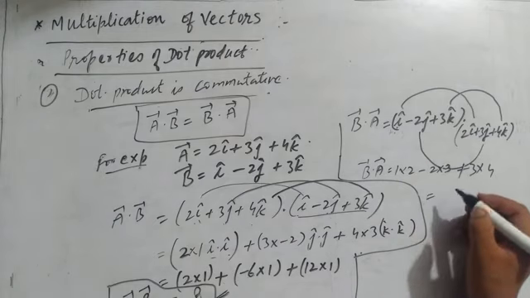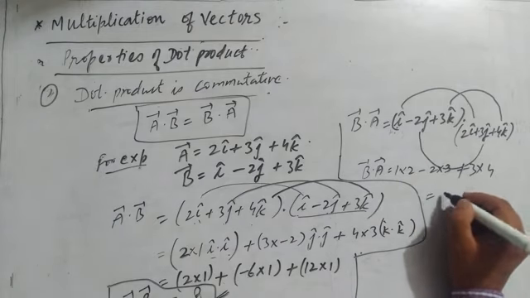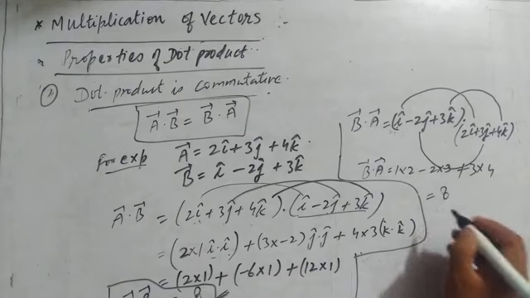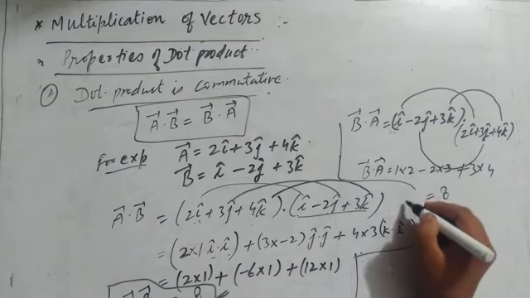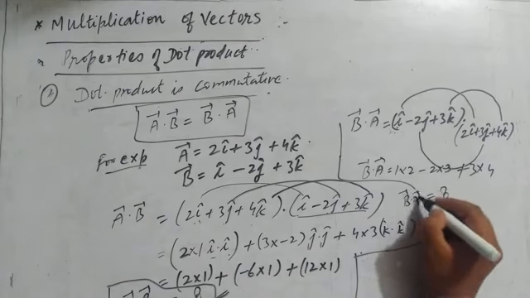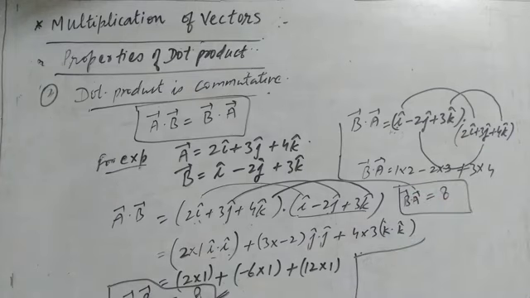So this again becomes 8. So b vector dot a vector is equivalent to again 8. So either we find out a dot b or we find out b dot a, the value in both the cases is same. So we can say dot product is commutative in nature.